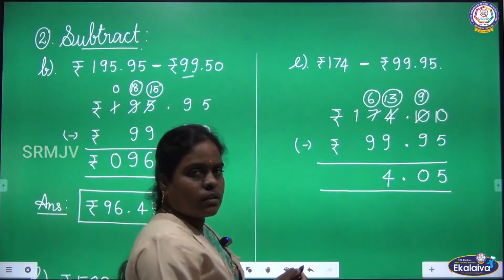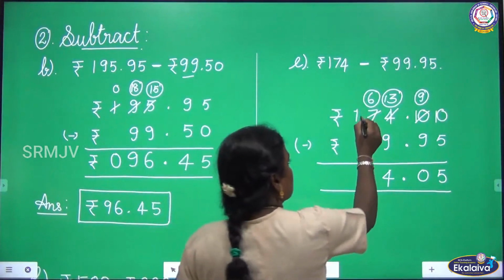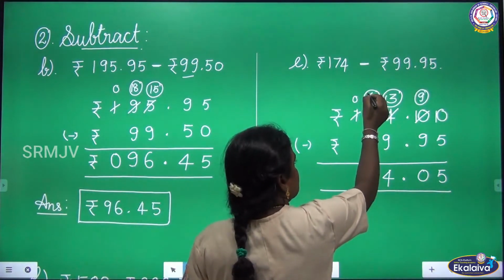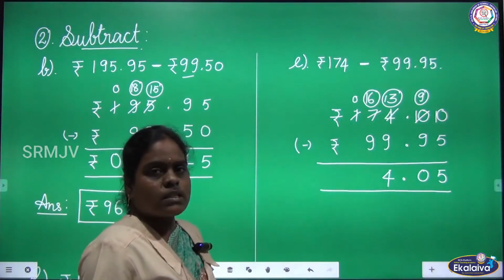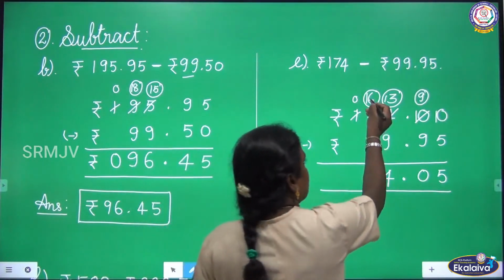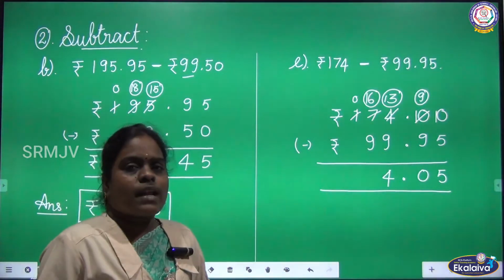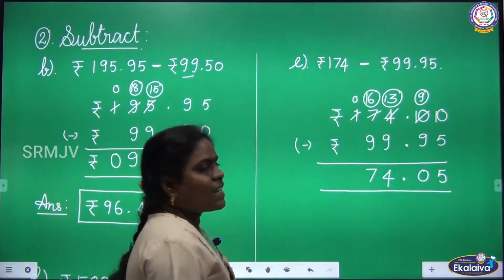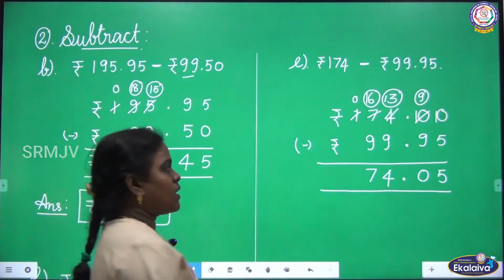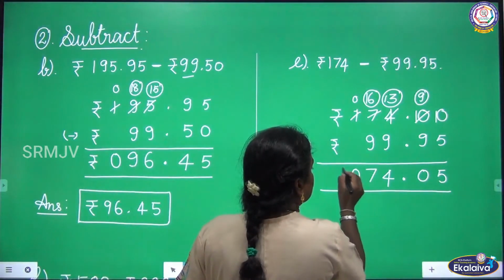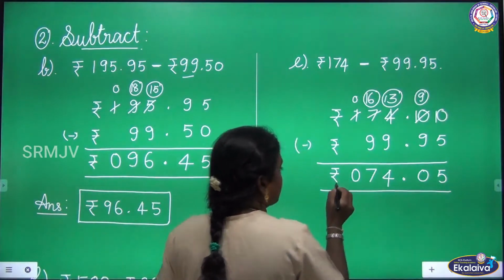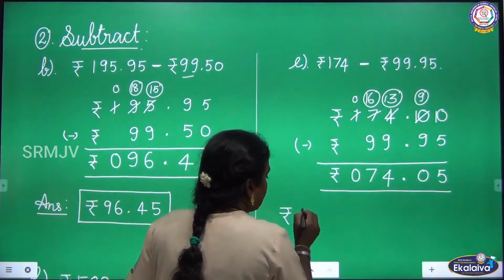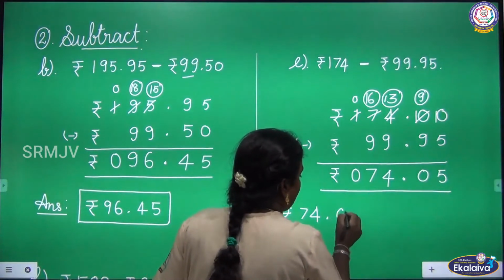6 minus 9. Yes, again we have a smaller number. So we are going to borrow from 1 and it becomes 0 and 6 becomes 16. 16 minus 9. Subtract the numbers 16 and 9, children. You will get 7. 16 minus 9 is 7. And here we have only 0, just copy down. So if you subtract the given amounts, you can get 74 rupees and 5 paise.